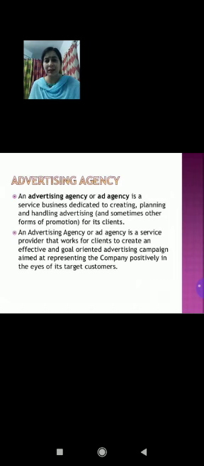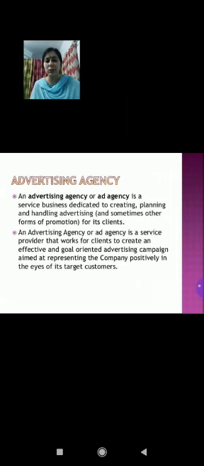Why is advertising being done? We have already discussed: to create goodwill, and to impress the target customer. So a specialized advertising agency is required. Why? Because we need to target our customer, and suppose if the customer gets convinced, definitely half of the marketing work is done. Right, children? So this was about advertising agency.